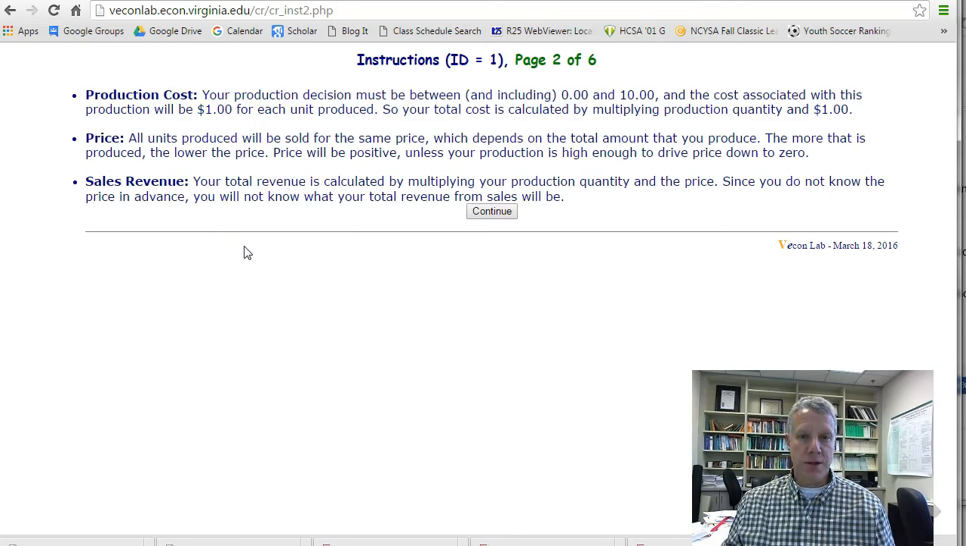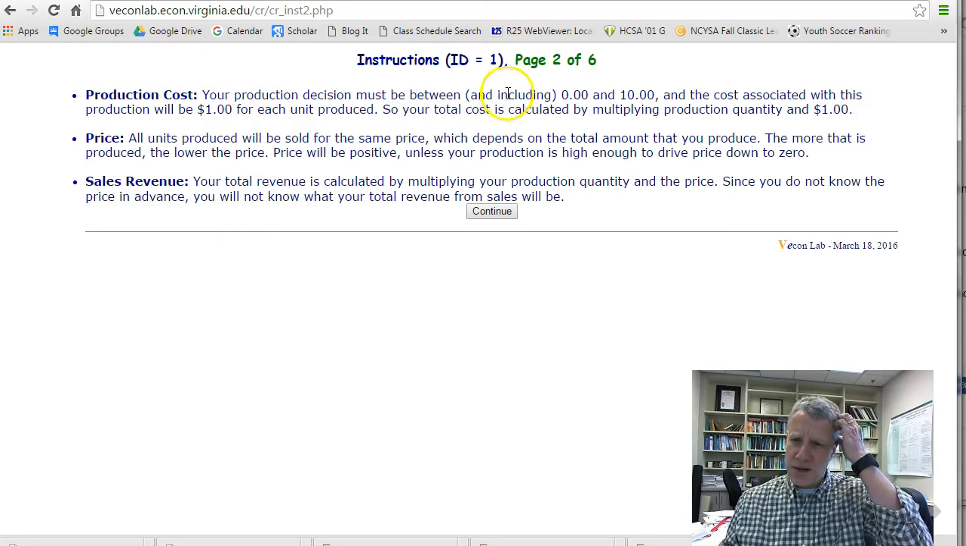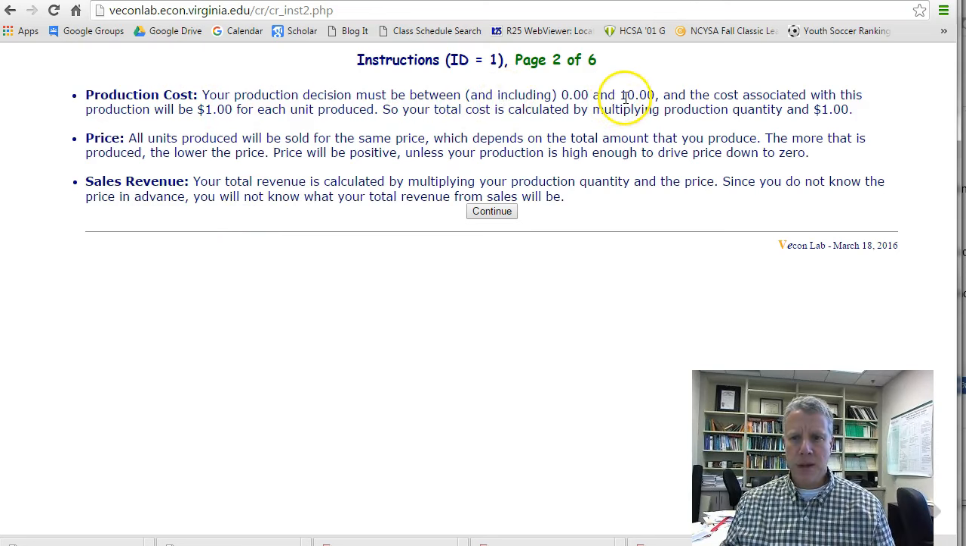Okay, the cost of production. Let's see, your production decision must be between and including 0 and 10, and the cost associated with this production will be $1 for each unit produced. So your total cost is calculated by multiplying the production quantity and $1.